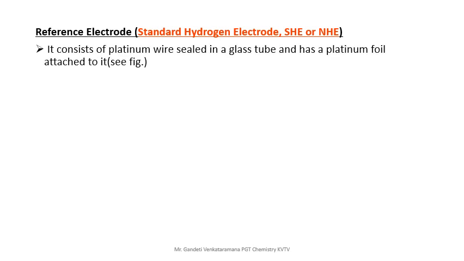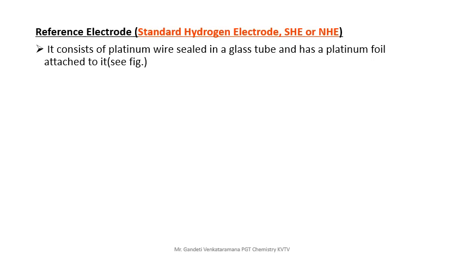Dear students, as a reference electrode, here we are discussing the standard hydrogen electrode. Already it has been mentioned earlier. Clear? Because already the electrode potential of this standard hydrogen electrode, what is the value assigned? 0. Now we are going to discuss some points, especially the construction of the standard hydrogen electrode.